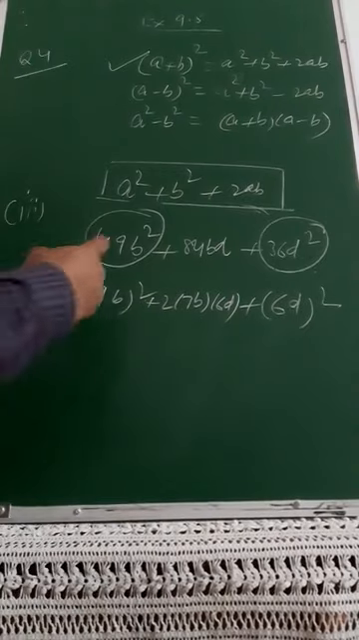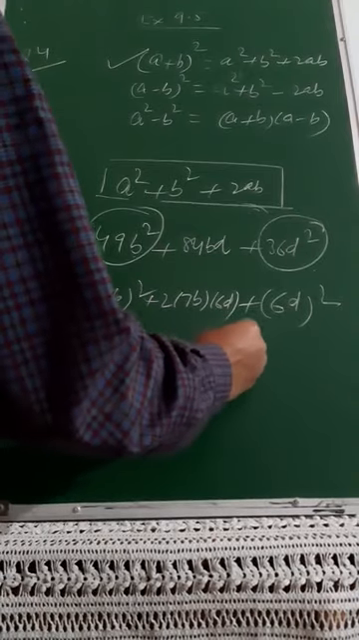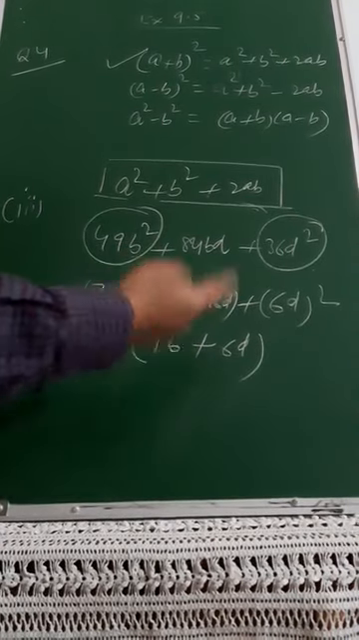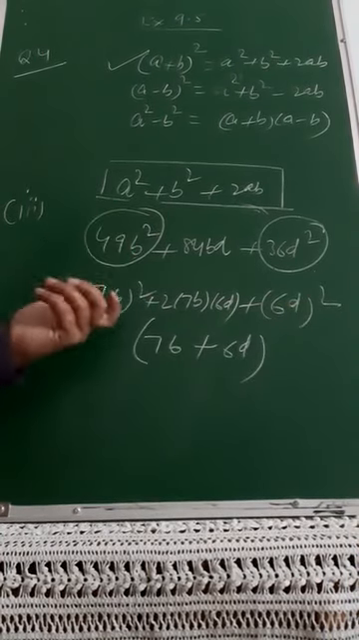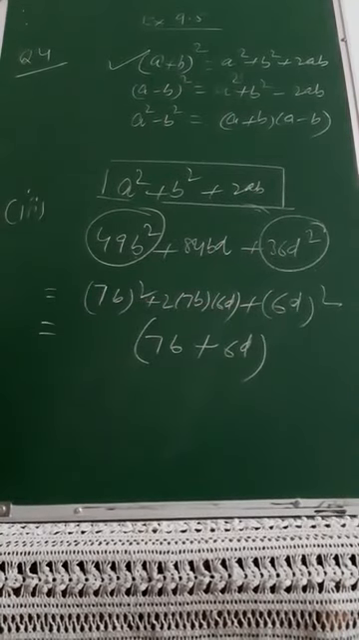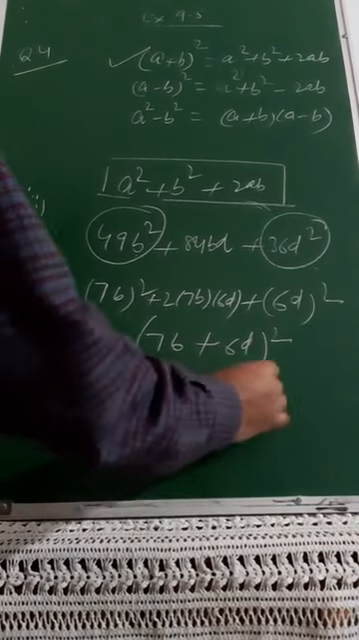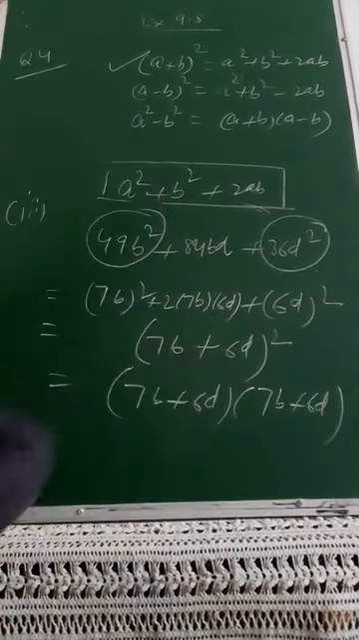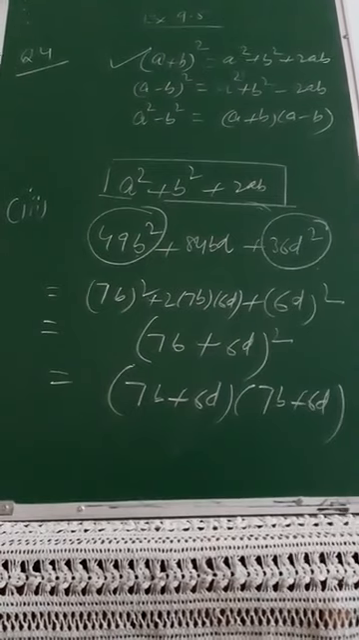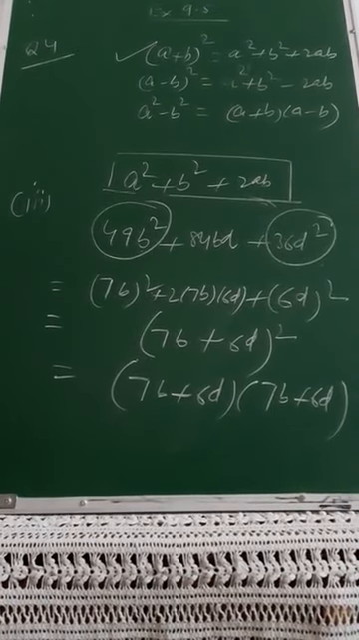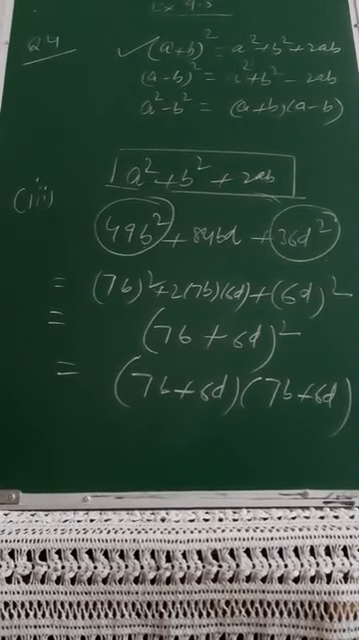So finally, a square plus b square plus 2ab. What is a now? 7b. And what is b now? 6d. The two perfect squares are a and b, because 49 is the square of 7 and 36 is the square of 6. So (7b + 6d) whole square, and your factorized form will be (7b + 6d) into (7b + 6d). So that's all about this third part. Similarly, I can take another part based upon the same identity, but I think these two were there only, so I will stop here.